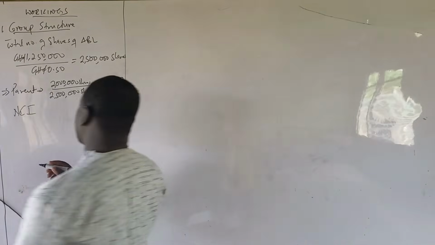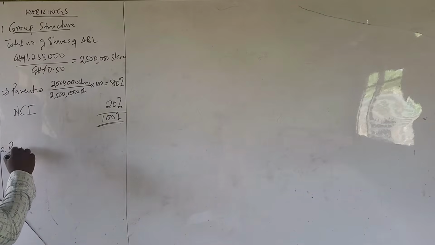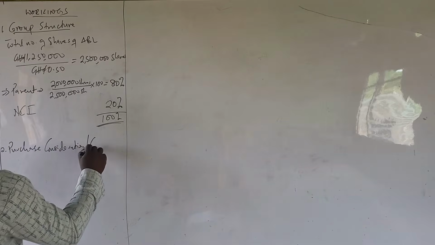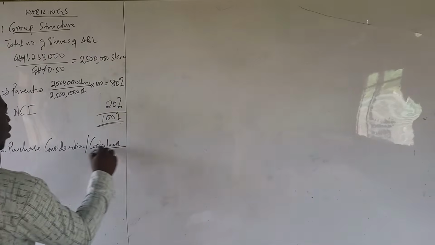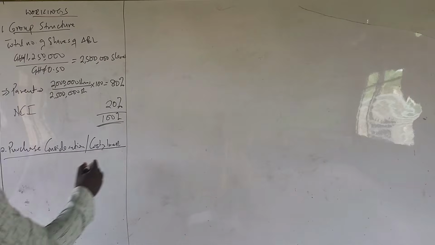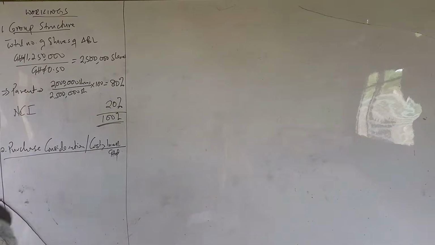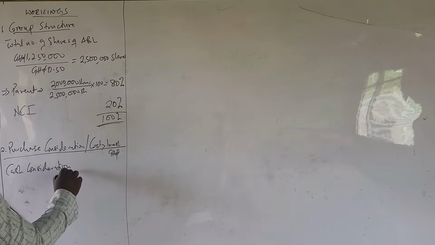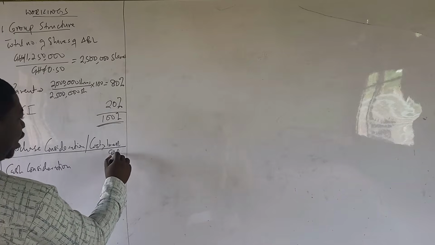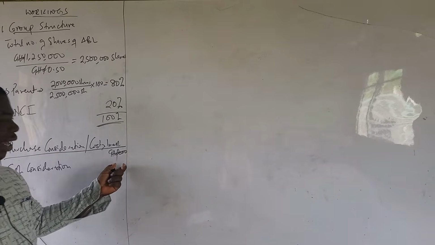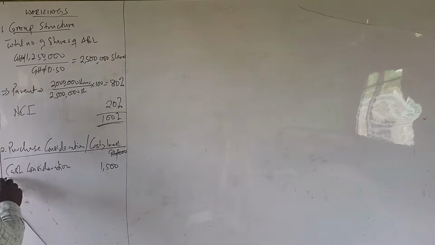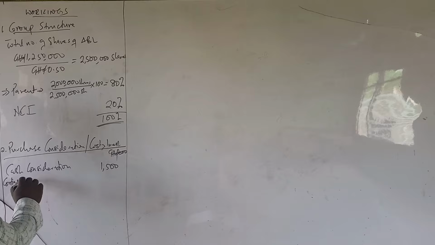So let's look at the workings for purchase consideration, or the cost of investment of the parent. We are told that the cash consideration is 1.5 million. Please permit me to show my 3 zeros up so that I can write here 1,500. Very important. And then we also have a deferred or contingent consideration.